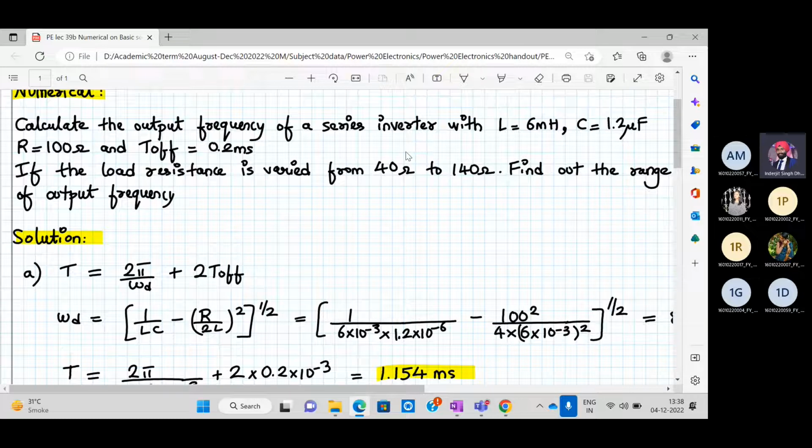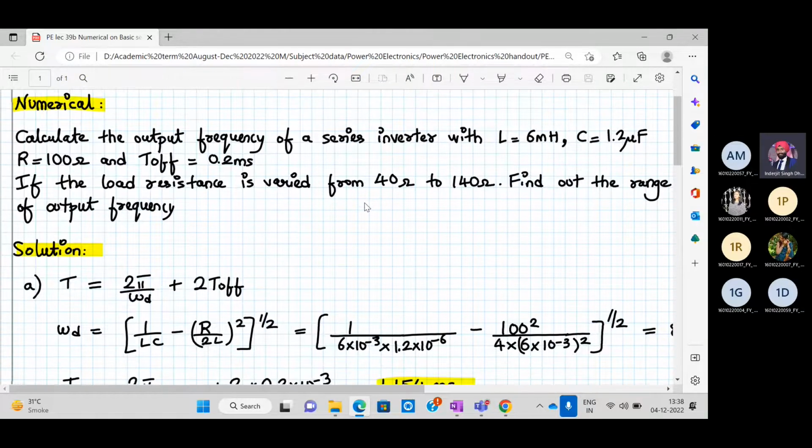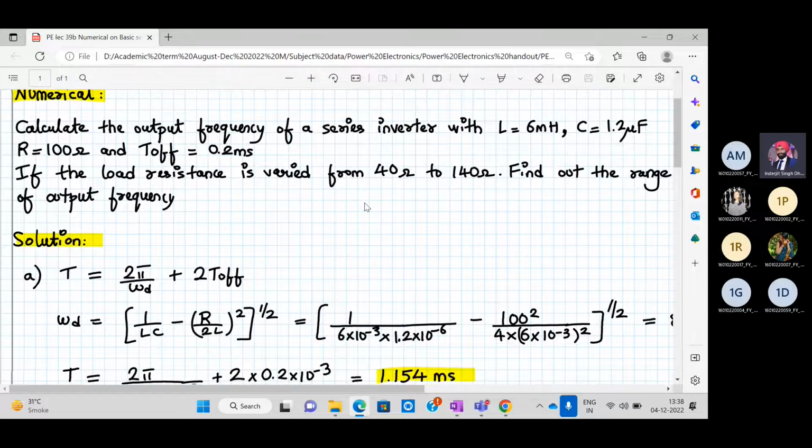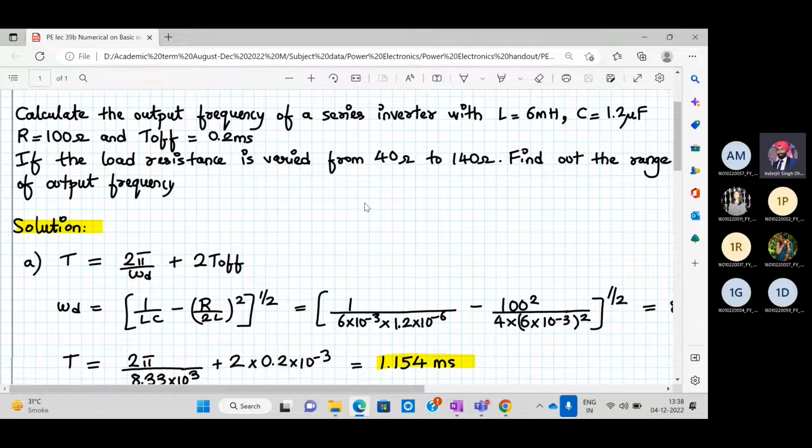Now that is the first part. The second part is, if the load resistance is varied from 40 ohms to 140 ohms, find out the range of output frequency. Okay, can someone confirm? Can you still hear me? Yes, sir. Okay, so please note down the parameters R, L and C and T off. And this is the first part. In the second part, the R is changing from 40 to 140 instead of 100 ohms.